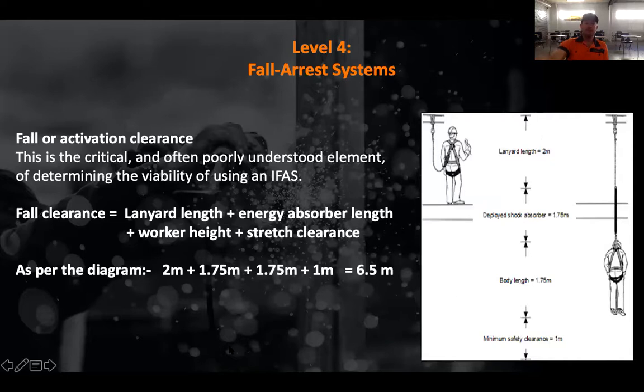All right, so this is going to come up in your question book. This is how we calculate the distance required for fall clearance. If you have a look at the diagram on the right, the distance between the anchor point and the ground, the lanyard length is approximately 2 meters in this case. That's from the center of the back to the anchor point. So this distance here is 2 meters, giving you 2 meters to start with.